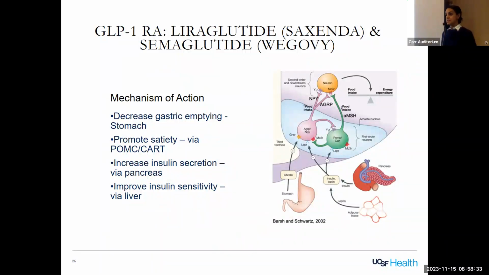So the main class of medications that we've been using in the last year have been GLP-1 receptor agonists, and there are 2 currently FDA-approved versions. There's liraglutide 3.0, which is brand name Saxenda, and semaglutide 2.4, which is known as Wegovy. I use the brand names only because the FDA and insurance companies are only covering brand names for use in obesity, and there's no way to get around that through prior auths and trying to use alternative forms.